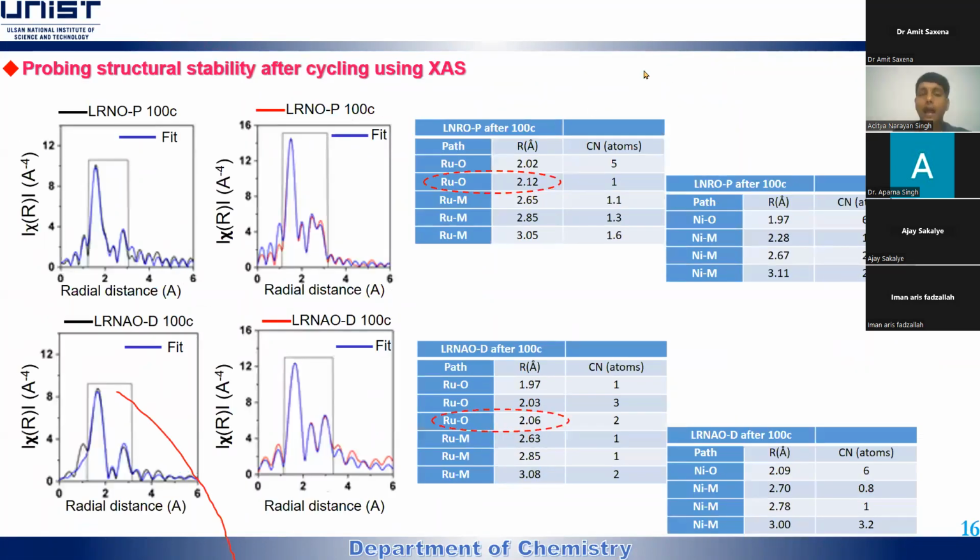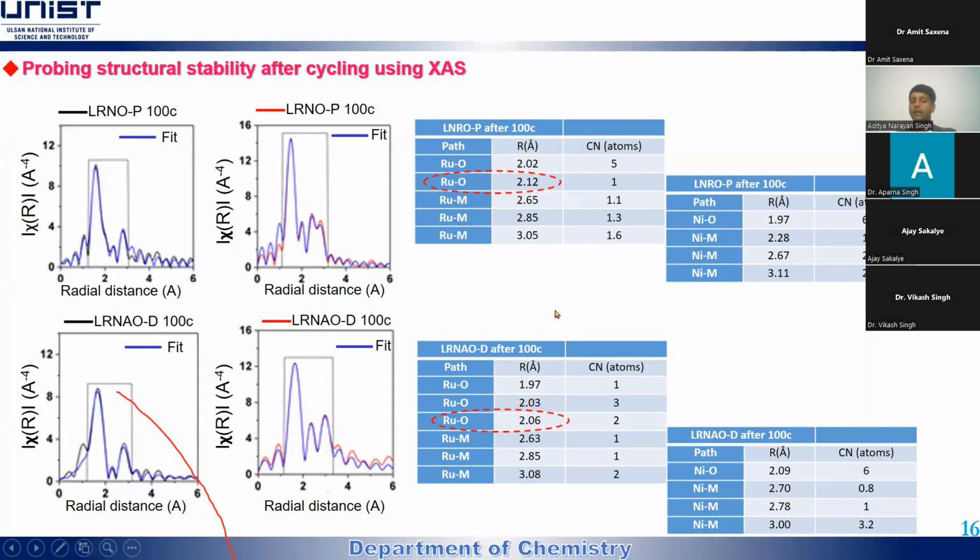As I mentioned, there is no single experiment which proves all of your data, so we need to take the assistance of multiple experiments. How do we confirm that we have a better crystal symmetry even after 100 cycles? Here this denotes 100 cycles. This is the nickel dop, this is the aluminum dop. Let us see the ruthenium and oxygen bond distance. In nickel dop, after 100 cycles, the ruthenium and oxygen bond distance is 2.12, while in aluminum dop, the ruthenium and oxygen bond distance is 2.06.